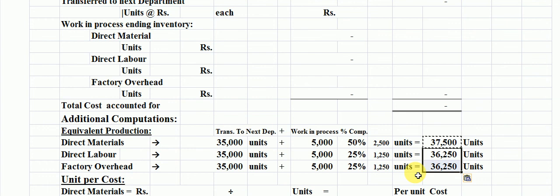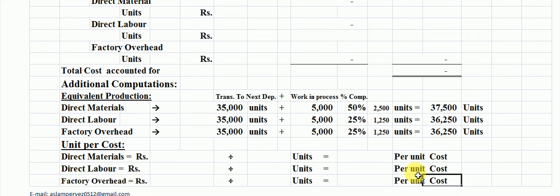This is the 36,250 units, and 36,250 units are direct labor and factory overhead, find out. Now students, we move to find the per unit cost here. Firstly we have to write the cost: direct material, direct labor and factory overhead, which is given in the problem.